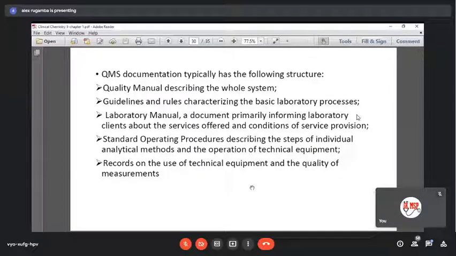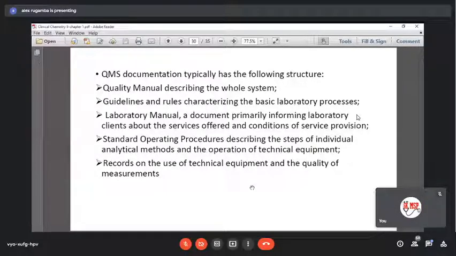So how to prepare the sample, how to dilute the sample, how to use the reagents, how to run the standard, how to run the blank, how to calibrate the machine. All the procedures should be written down. And that document we call the blood sugar testing SOP, standard operating procedure. You have it and you keep it in the lab.